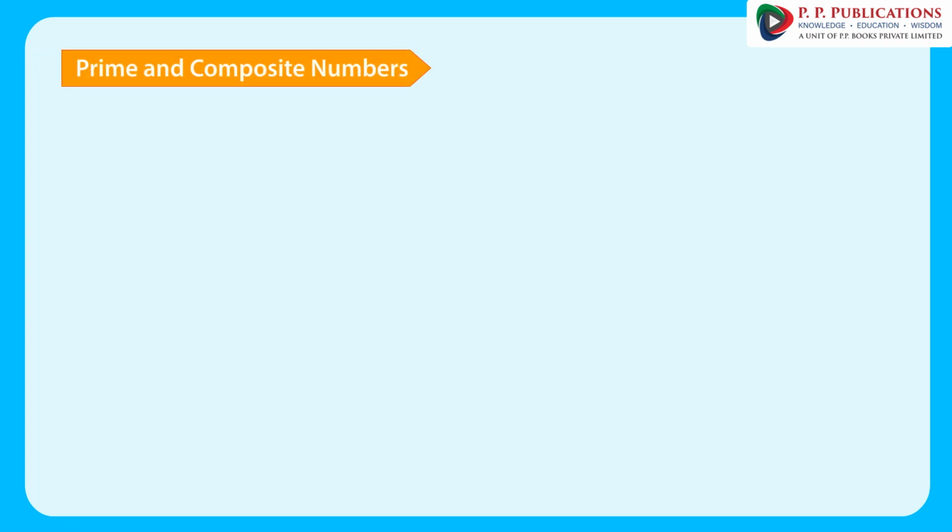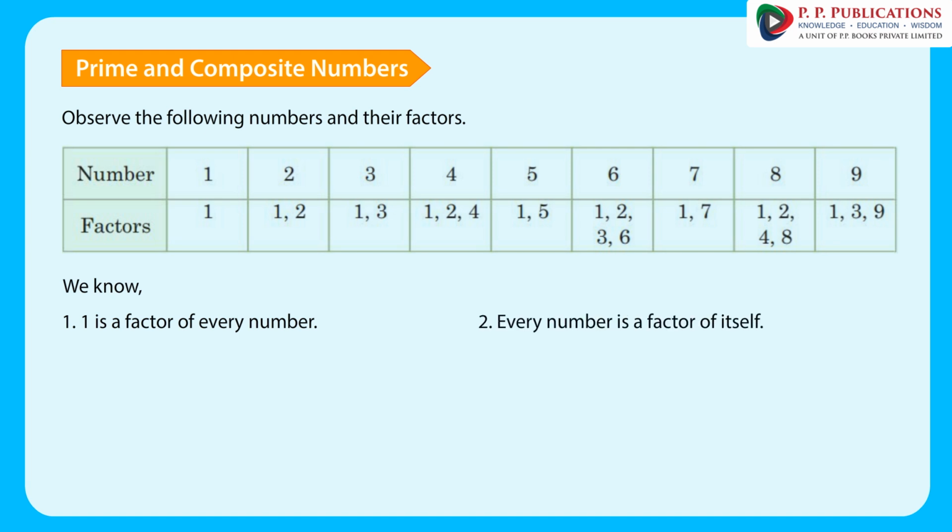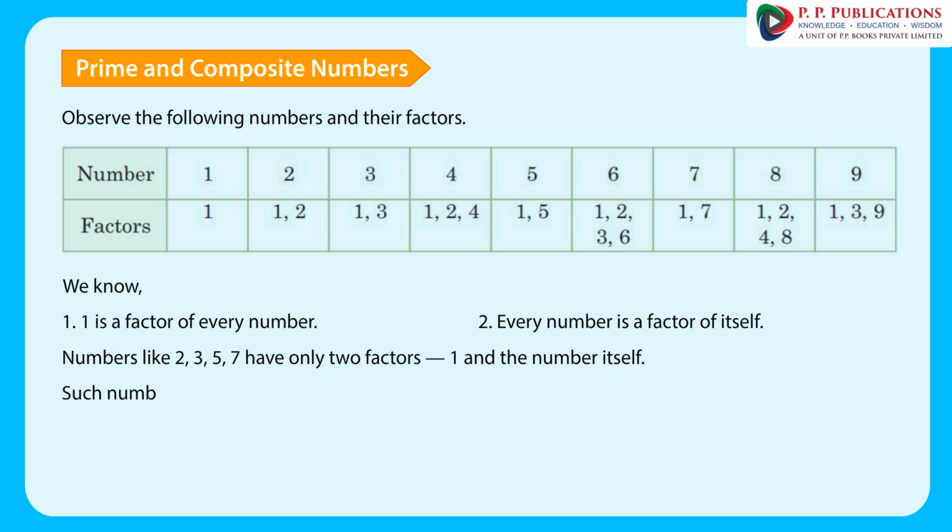Prime and composite numbers. Observe the following numbers and their factors. We know 1 is a factor of every number. Every number is a factor of itself. Numbers like 2, 3, 5, 7 have only 2 factors, 1 and the number itself. Such numbers are called prime numbers.